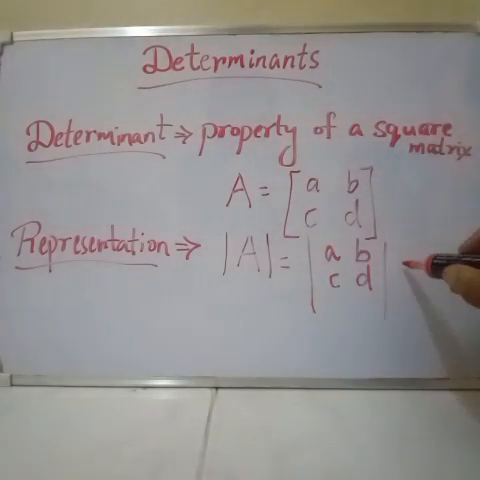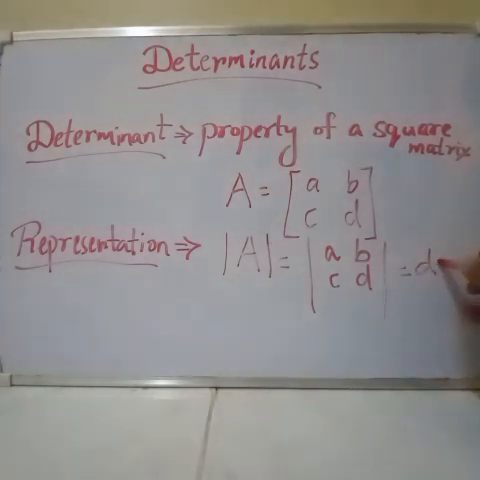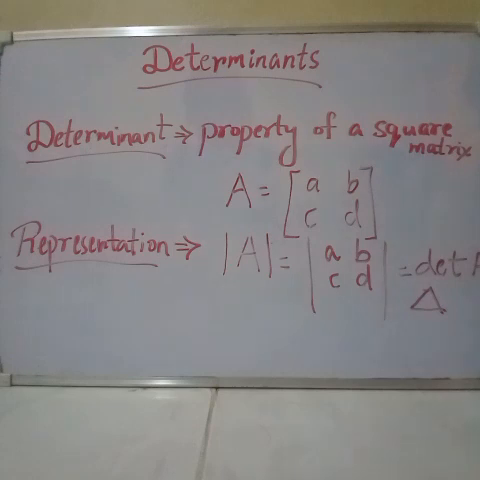You can also represent it as det A, or with a triangle, delta. These are representations of the determinant of A, and only square matrices can have a determinant. Only square matrices have this property, and how to find this number we'll discuss in the next part.